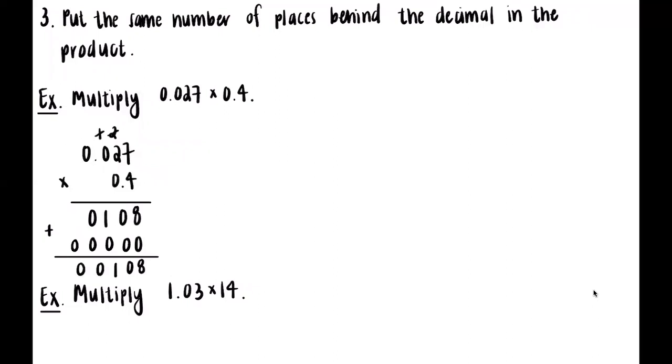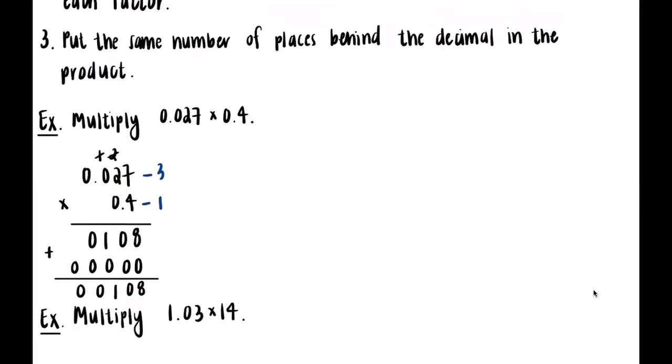Now, this is where the placement of the decimal comes in. Remember, we just multiplied as normal. Notice here, I have 1, 2, 3 digits after the decimal in the first factor. In the second factor, I only have 1. So this one had 3, this one had 1. To get the number of digits that will follow after the decimal in the product, we just take the total of these. So in this case, it will be 4.